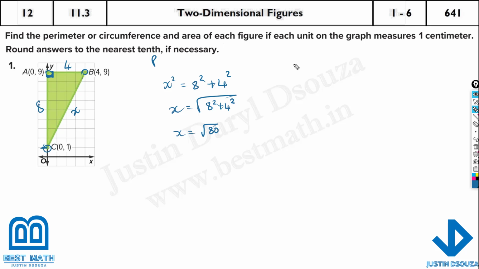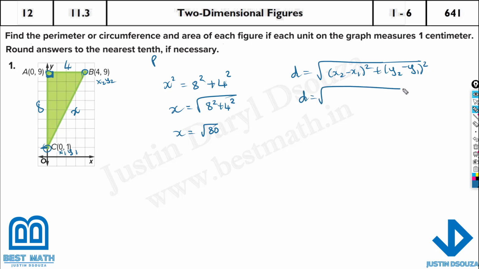Another way is from the distance formula. Sometimes you cannot use the Pythagorean method, because there won't be 90 degrees, so you have to know the distance formula as well. The distance formula is the square root of x2 minus x1 the whole squared plus y2 minus y1 the whole squared. Here you can choose any point as x1, y1. I'll just take this as x1, this as y1, and the other one will become x2 and y2. If I take this 4 and 9 as x1, y1, absolutely you can, and the other one will be x2, y2.